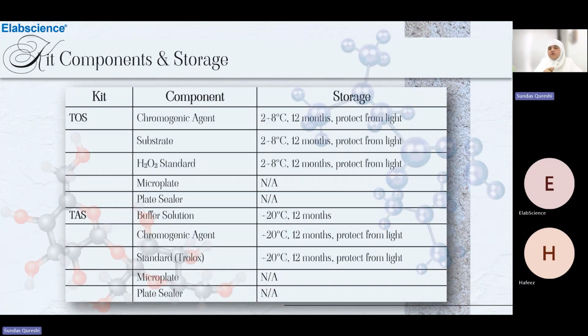Now, this kit comes with all the components needed for a complete assay. For TOS, you have a chromogenic agent, substrate, and hydrogen peroxide standard, along with a microplate and the sealing film. For the TAS kit, it includes the buffer solution, chromogenic agent, Trolox standard, microplate, and the sealing film. Each kit is available in different sizes to suit your experimental needs, like a 48 test kit, 96 test kit, and the 500 assays.